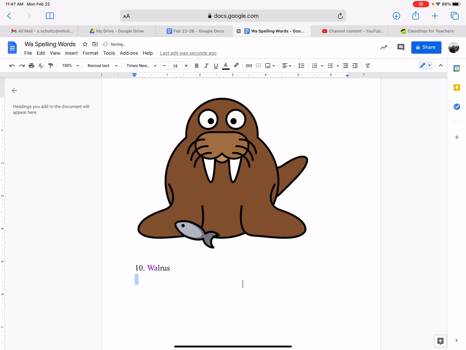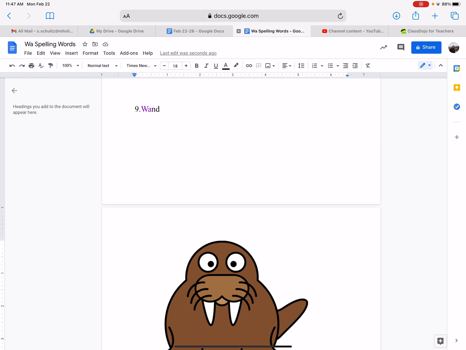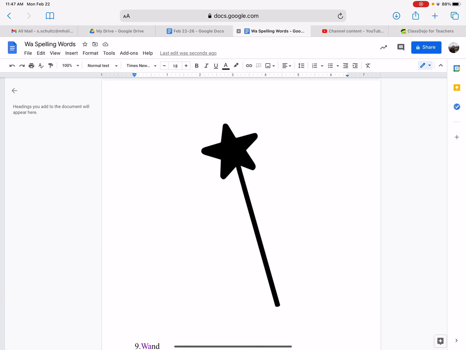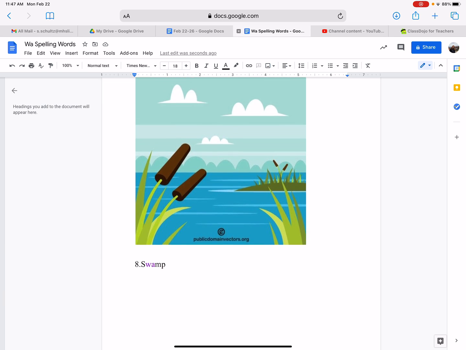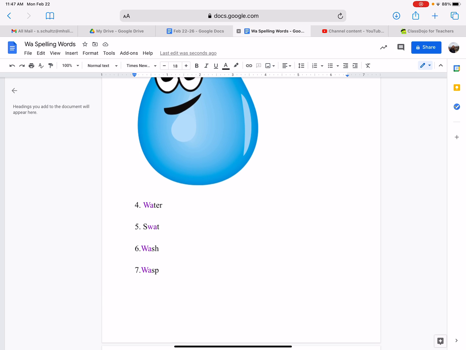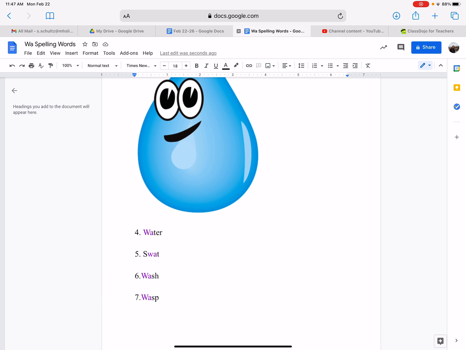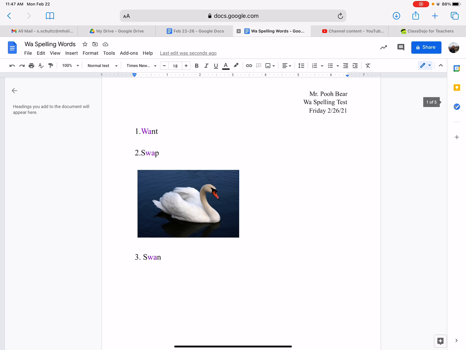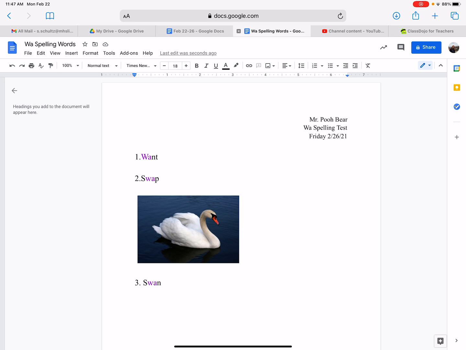Okay, and remember on your bonus words, it's going to be coming from the Jack Hartman second set of the sight words, and I sent that link to you on Class Dojo. But here are your WA words: walrus, wand, swamp, wasp, wash, swat, water, swan, swap, and want.